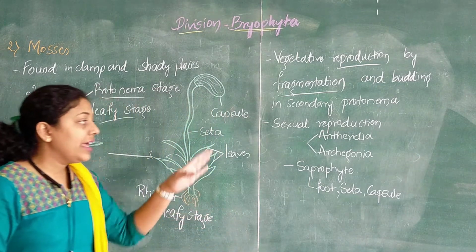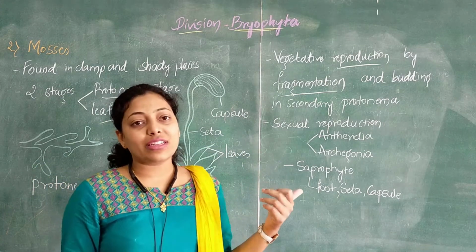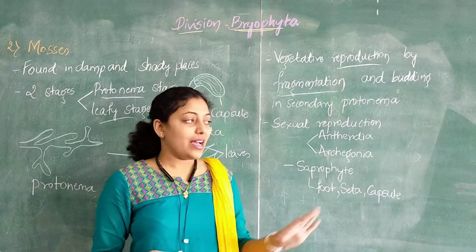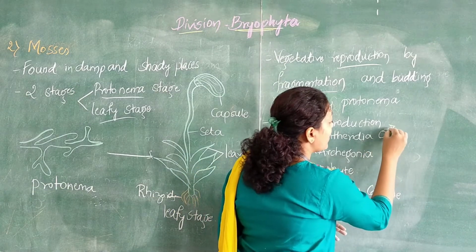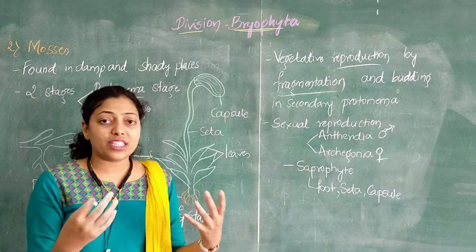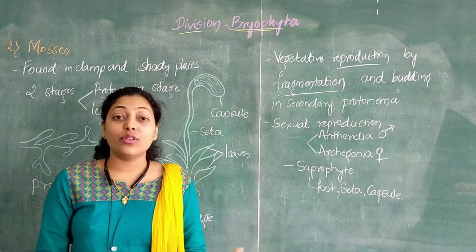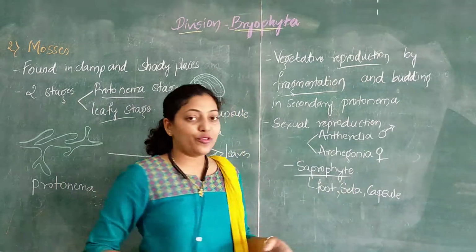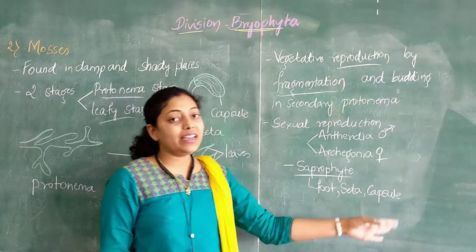And then sexual reproduction. The male organs are called antheridia and the female organs are called archegonia. This is the male organ and this one is the female organ. When the gametes produced by these two organs undergo fertilization, they form a zygote. The zygote divides, and the divided state is called the sporophyte. The sporophyte further grows and forms the foot, seta and capsule.